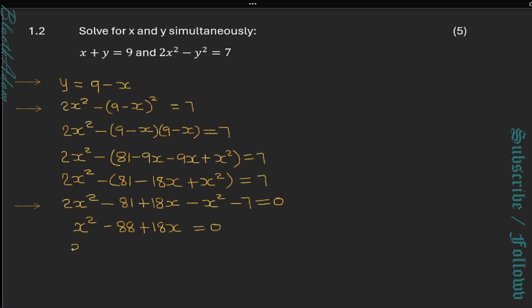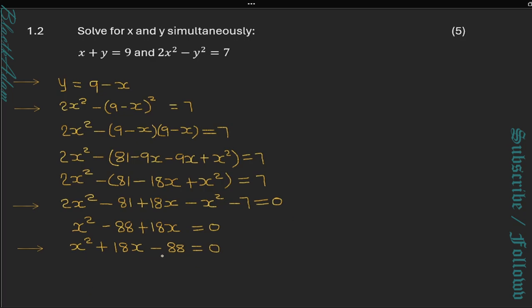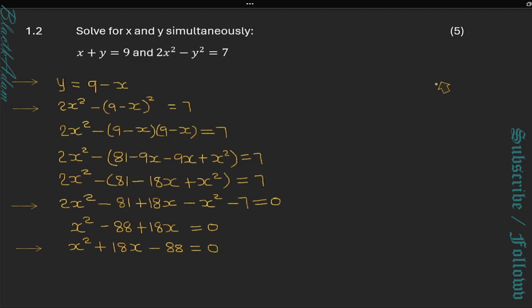And then we put the order together, quadratic equation, so that's going to be x squared plus 18x minus 88 equals 0. And then we need to find the factors, so we're going to find the factors of the constant. The coefficient of x squared is 1. 1 times negative 88 is negative 88, so we factor 88.